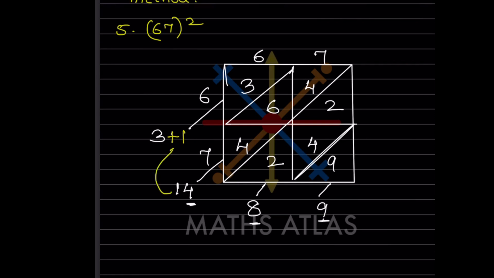This 1 will go here. So that is going to be plus 1. So the answer here will be now 4. So now this is done. So now what are you going to do? The 4 is the answer for this one.